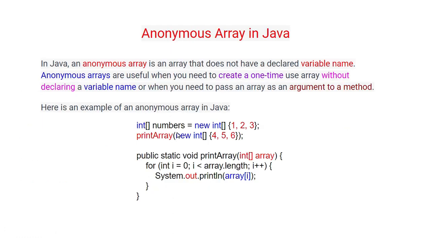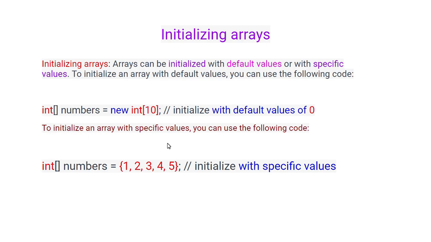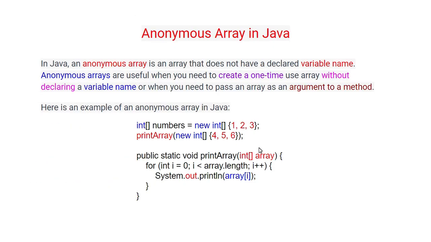This is the anonymous array, so let me see the anonymous array also. This is the jagged array; you can see how we can create it. Anonymous array in Java. In Java, an anonymous array is an array that does not have a declared variable name. So the declared variable is not there. We can directly put the data inside this. So this is the anonymous array object, you can say.